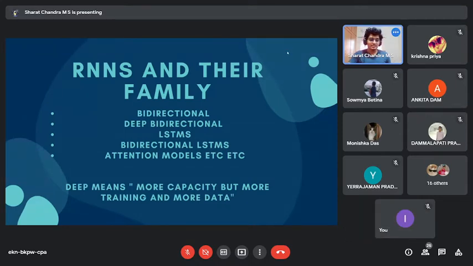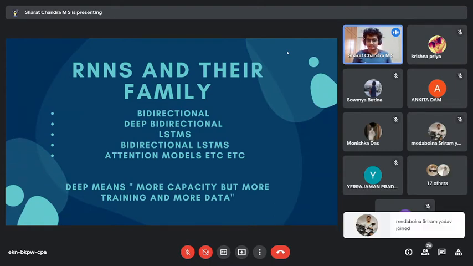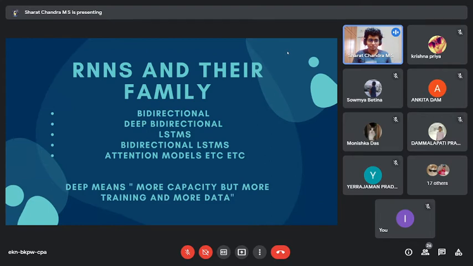RNNs are not like laws of physics. They were a result of experimentation of different things. Everything in artificial intelligence and machine learning is an experimentation. So people can tweak things and they can come up with a different architecture as well. So there are a lot of architectures of RNNs.